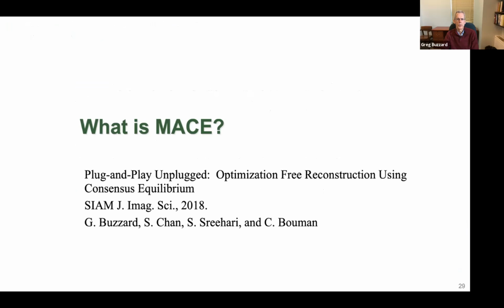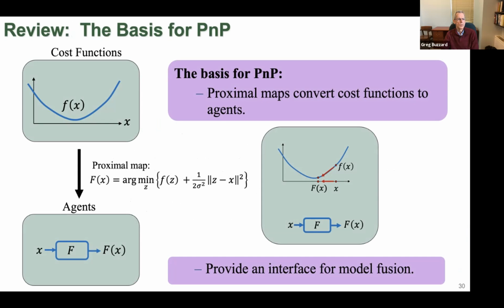Okay, and so that led us to this idea of multi-agent consensus equilibrium in the SIAM Journal on Imaging Sciences. So just to recap plug and play, we started with cost functions. We have this ADMM algorithm, which leads to proximal maps, which give us these agents. And that gives us a way of interfacing between these two types of models, cost function minimization and these algorithmic models.